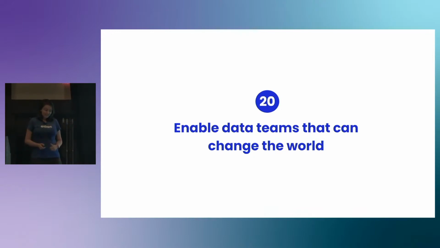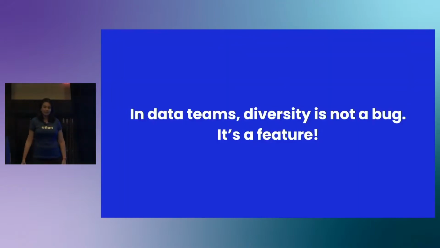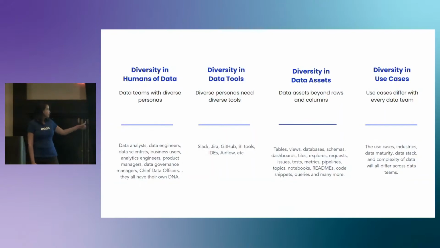And that's really the reality of our data teams, right? In data teams, diversity is not a bug, it's a feature. Diversity is the only reality in our data teams. We have diversity in people: analysts, engineers, analytics engineers, scientists, business users, machine learning researchers. I can go on about the number of different kinds of personas. Each of these people has their own diverse tools: BI tools, Slack, Jira, GitHub. Each of these tools creates a diversity of data assets. We use notebooks, tables, databases, models, projects.